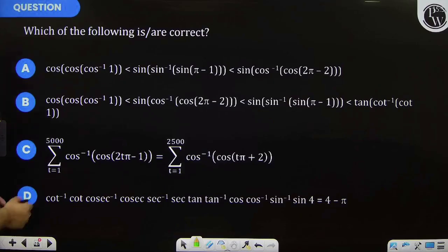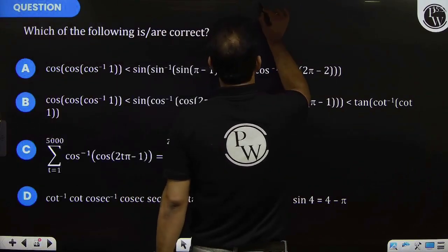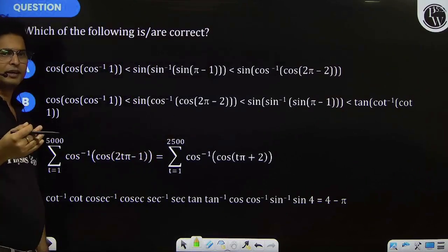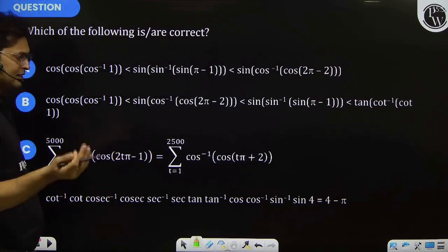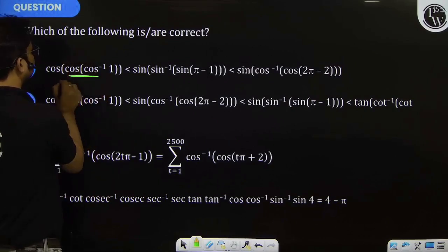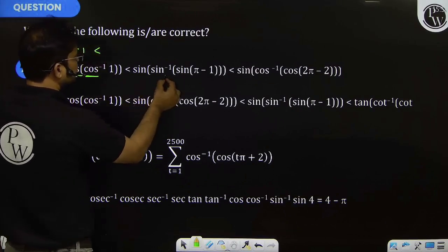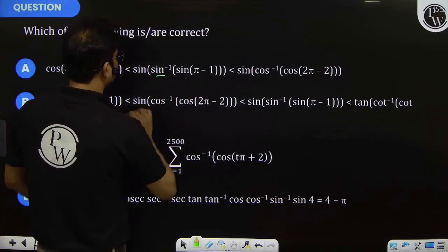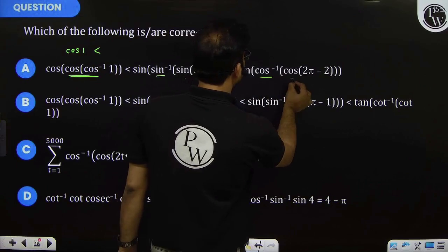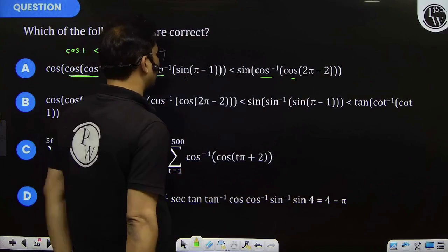For finding the value, as you know, sin inverse x, cos inverse x, tan inverse, always 1, always x. Here cos inverse x will become 1 and this point will be cos 1. Next, sin inverse sin. And now this is cos inverse cos. Cos inverse 1. This is simply cos 1.